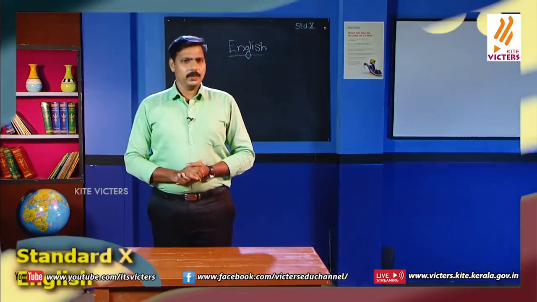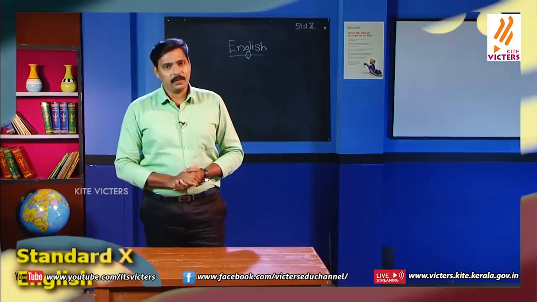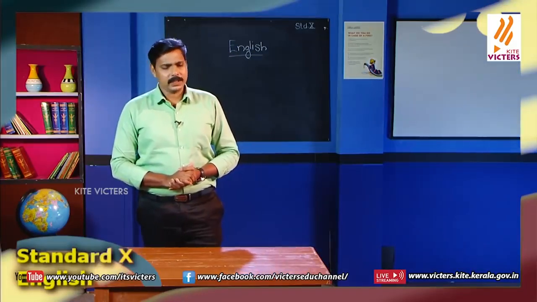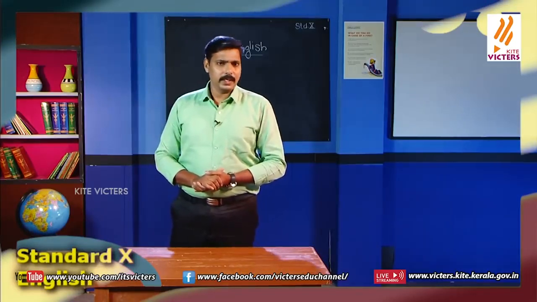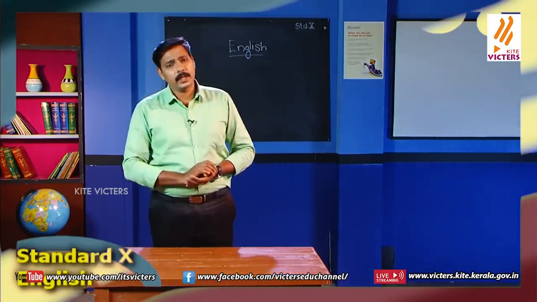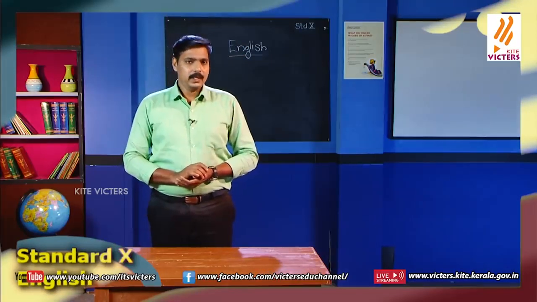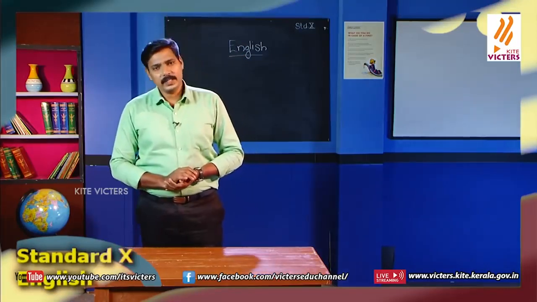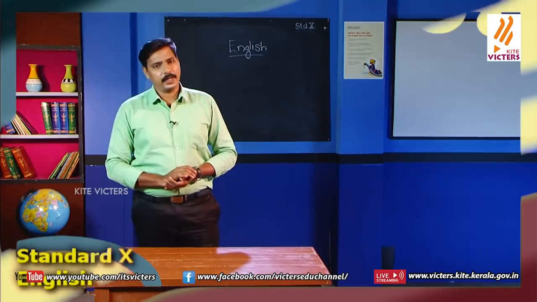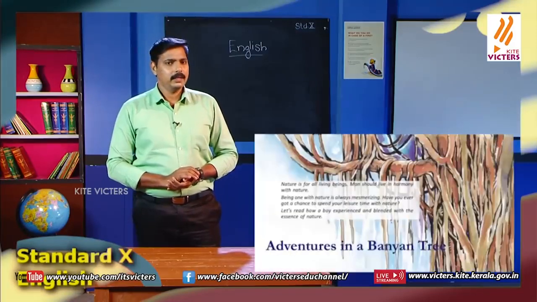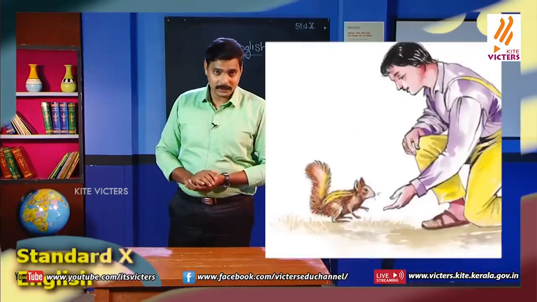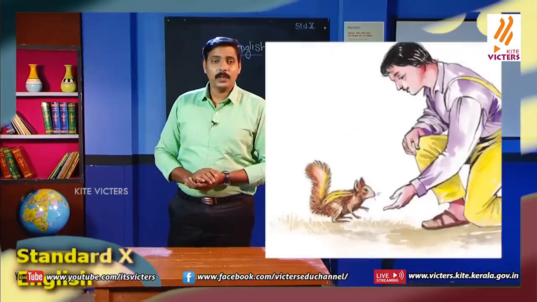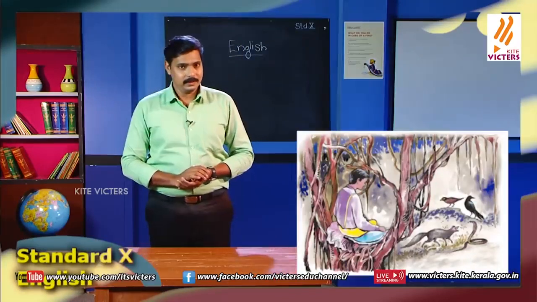Now come back to the first unit, glimpses of green. As the name suggests, it is related with nature. Two short stories and one poem is included in this first unit. The first one is Adventures in a Banyan Tree. It is written by Ruskin Bond, our favorite author. The story of a boy who lives in harmony with nature.